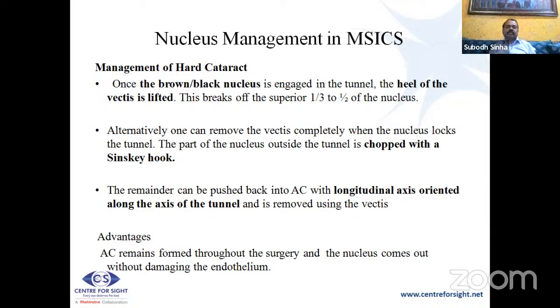Or you can use any sharp instrument like the cystotome to chop off the nucleus, or a Sinskey hook. Then you push the nucleus into the anterior chamber, reorient the direction of the nucleus, and then that becomes small and you can take it out easily with the vectis.